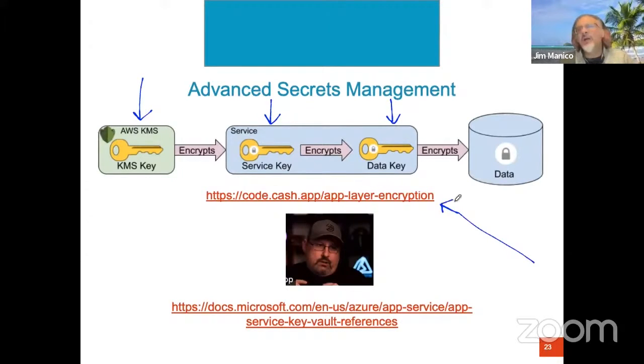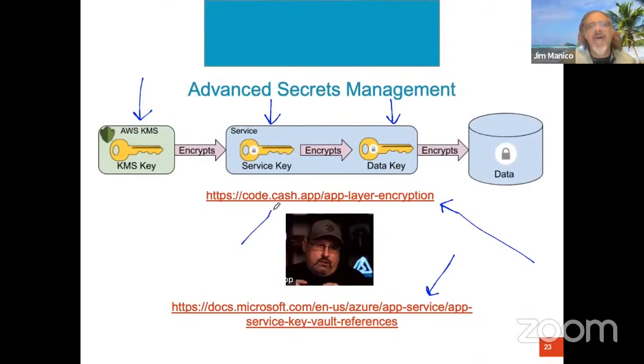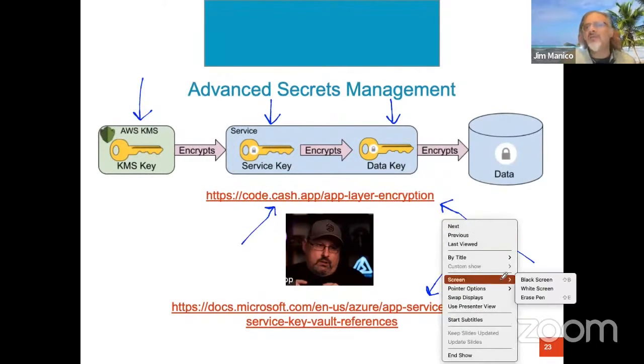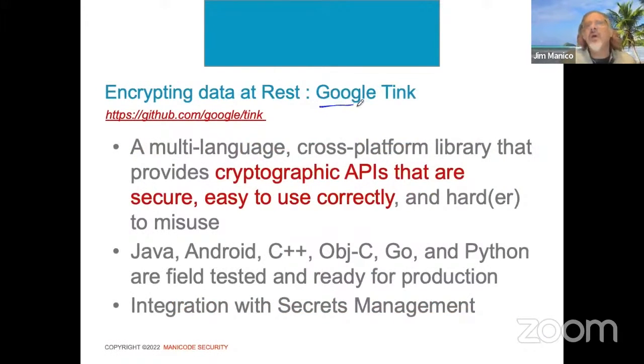And this URL at Cash App explains how to design that. Also, when you take a look at Azure, Azure as a cloud has really good key storage capabilities to help you do powerful cryptography. The other thing I recommend, and this is something that Cash App uses as well, by the way, is to use Google Tink.